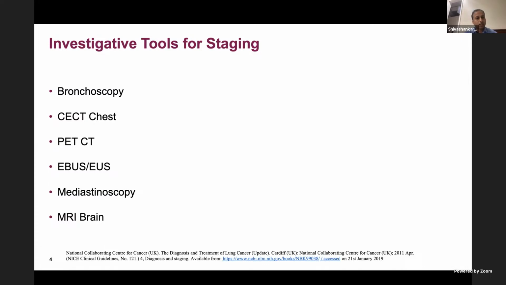In certain cases, when neither PET-CT nor EBUS can determine and there is a strong clinical suspicion for mediastinal involvement, we may need mediastinoscopy. And also MRI brain, because lung cancers have a high propensity to fail in the brain. So MRI brain is indicated from 1B onwards in all NSCLC up to stage 4.